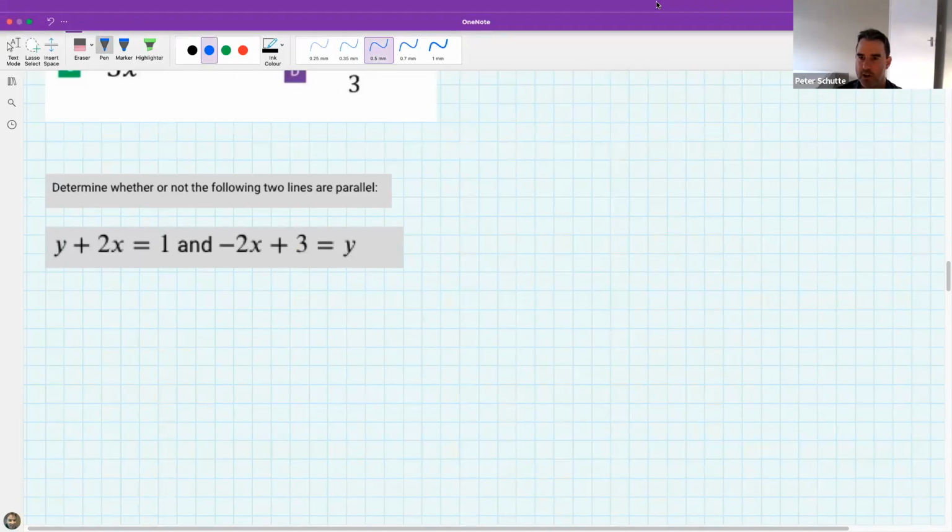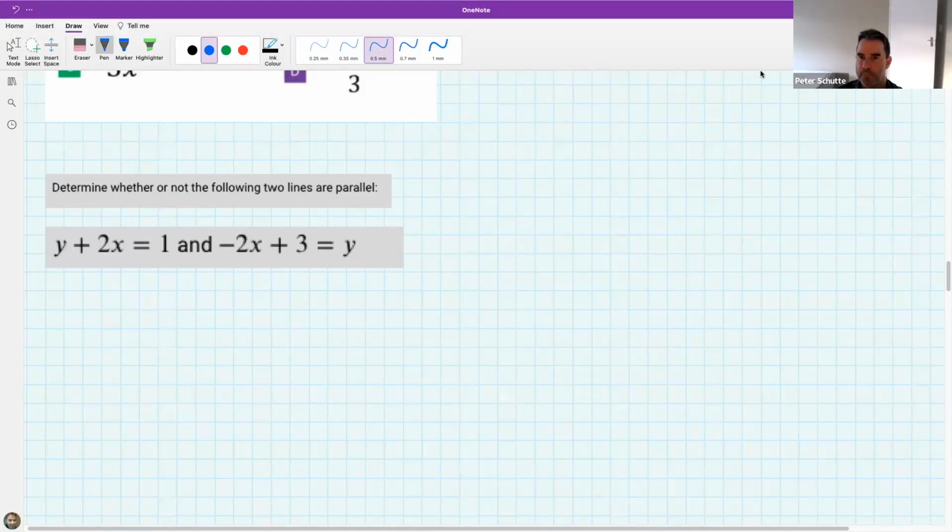What suggestions? Has anybody got a suggestion they could make? You can pop your hand up or you can put it in the chat. How can I know what the gradient of each of these lines is so that I can then determine whether they're parallel or not? Who has some ideas from class? Yes, Iyazi, Naomi, Mokholele. You make Y the subject of the formula. So you write it in what we call standard form.